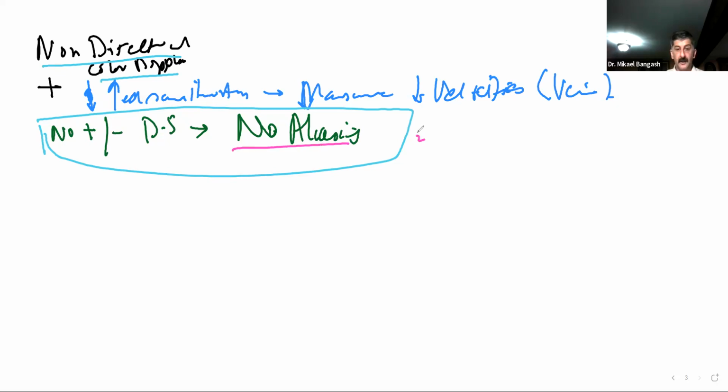We said aliasing was that we may have a positive Doppler shift, but that reading may also give us a fake reading of a negative Doppler shift. Or we may have a negative Doppler shift, but along with that we also get a fake reading of a positive Doppler shift. But since this is non-directional, there are no positive or negative Doppler shifts. That's why you don't have aliasing.